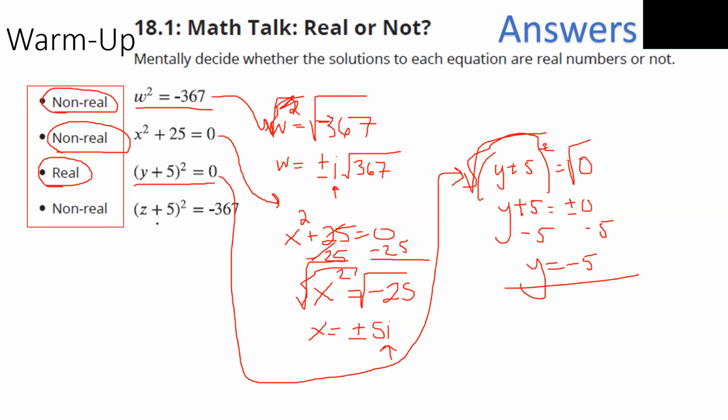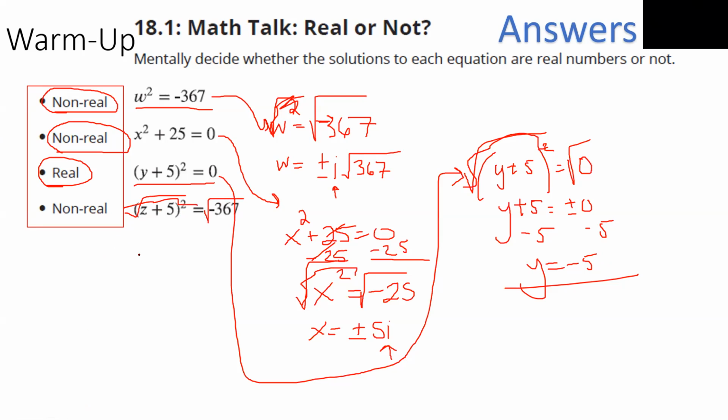Okay, and then finally, the last one here, we have the same situation. I'm going to just work it out from here. In order for us to be able to solve this, I already have my squared isolated, so I can just take the square root of both sides.